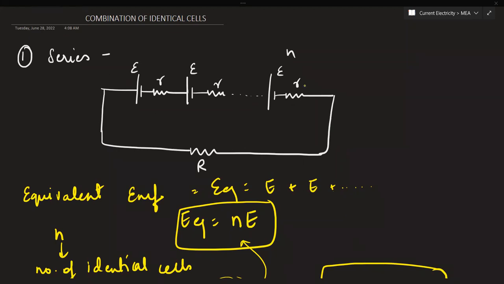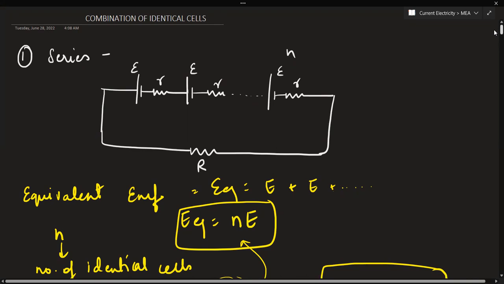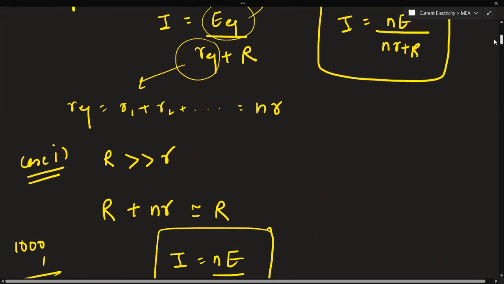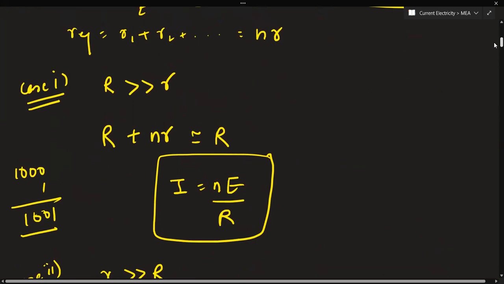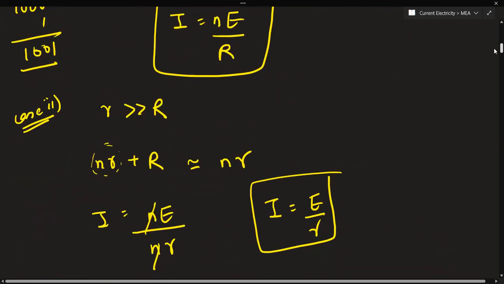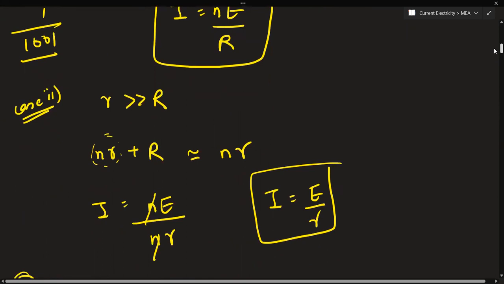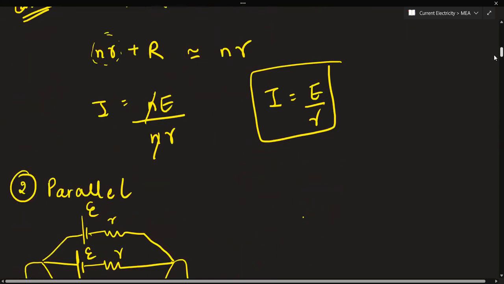In the last class, we had started with identical cells combination. Series combination we have already discussed. In series combination, the equivalent EMF was given by adding all the EMFs that were present, so if n cells were there, n times E becomes E equivalent. Then we saw current and two cases: if the external resistor is greater than the internal resistor, and if the internal resistor is greater than the external resistor, what is the final formula that you get?